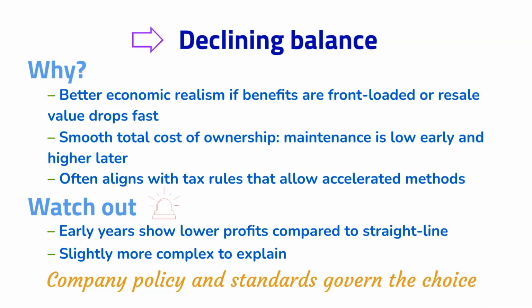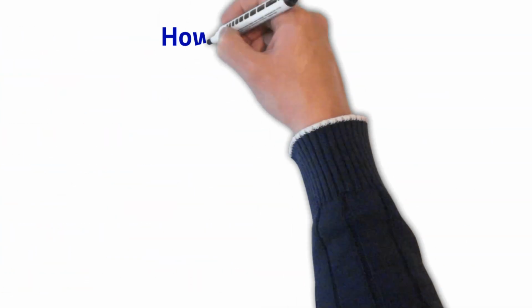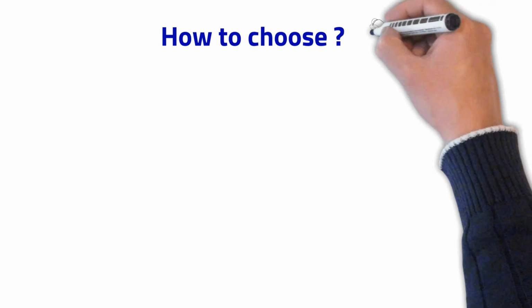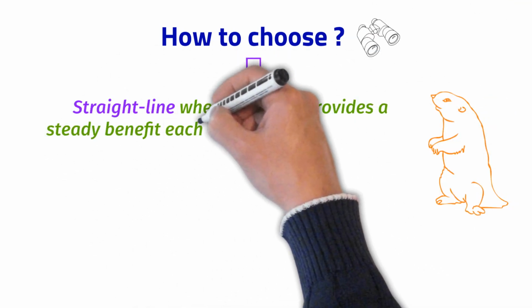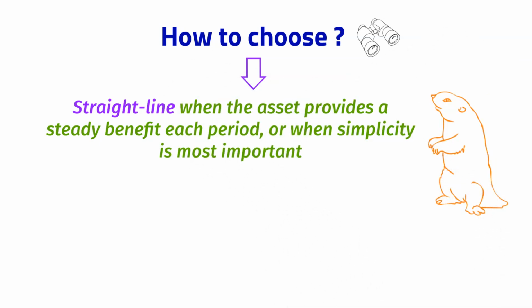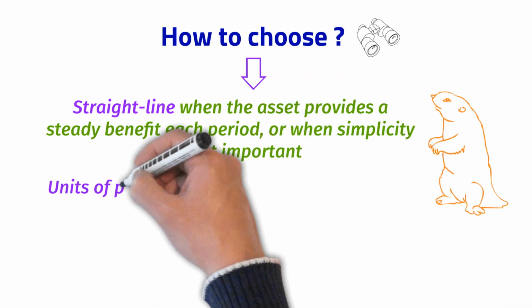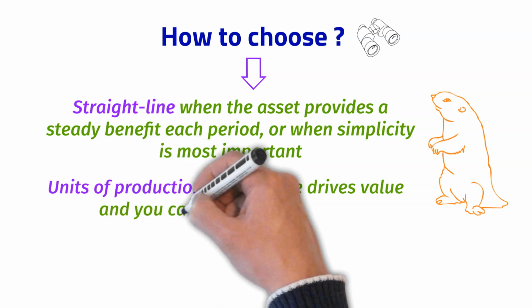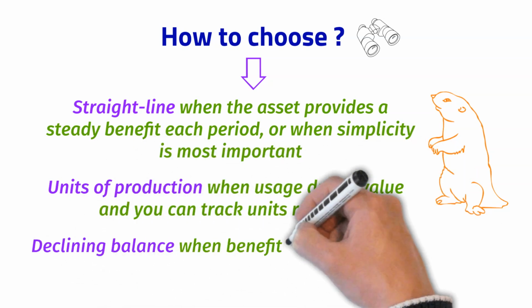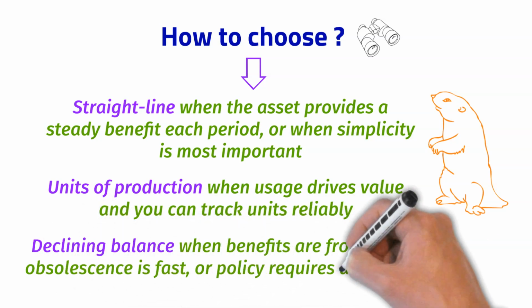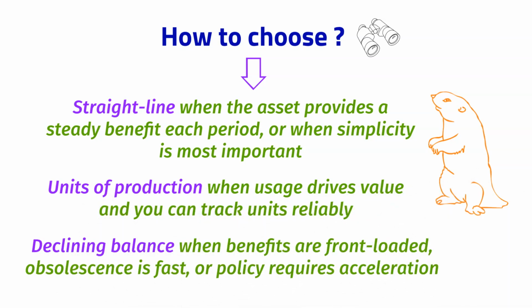So, we've looked at 3 different methods. How then to choose between them? Pick straight line when the asset provides a steady benefit each period, or when simplicity is most important. Pick units of production when usage drives value and you can track units reliably. Pick declining balance when benefits are front-loaded, obsolescence is fast, or policy requires acceleration.